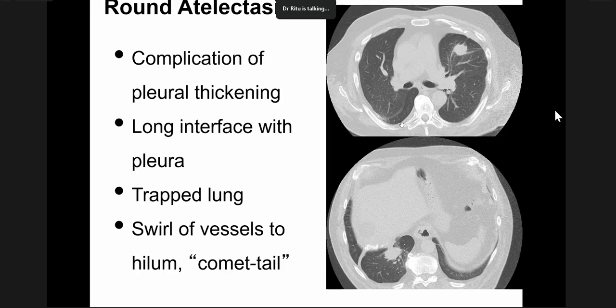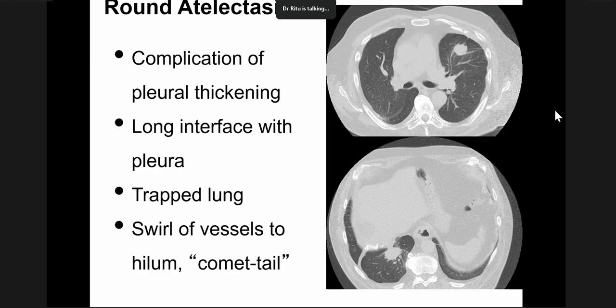Round atelectasis is a complication of pleural thickening. Anytime there is a pleural injury or pleural abnormality, in this case pleural thickening and a pleural plaque as well, the part of the lung in this area gets trapped and has adhesions around it and forms what is called round atelectasis. They can mimic masses anytime you look at this. Obviously, in a patient with asbestos exposure, there is concern that this may be a lung cancer.